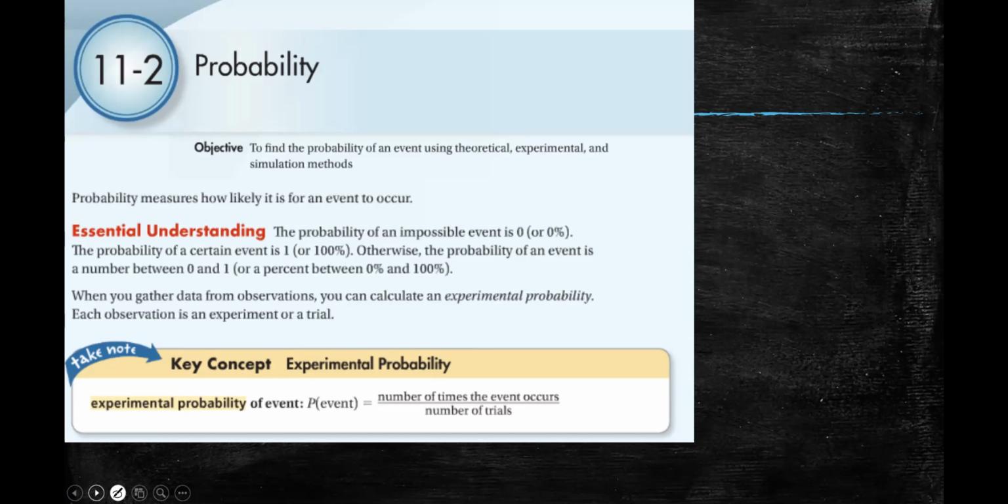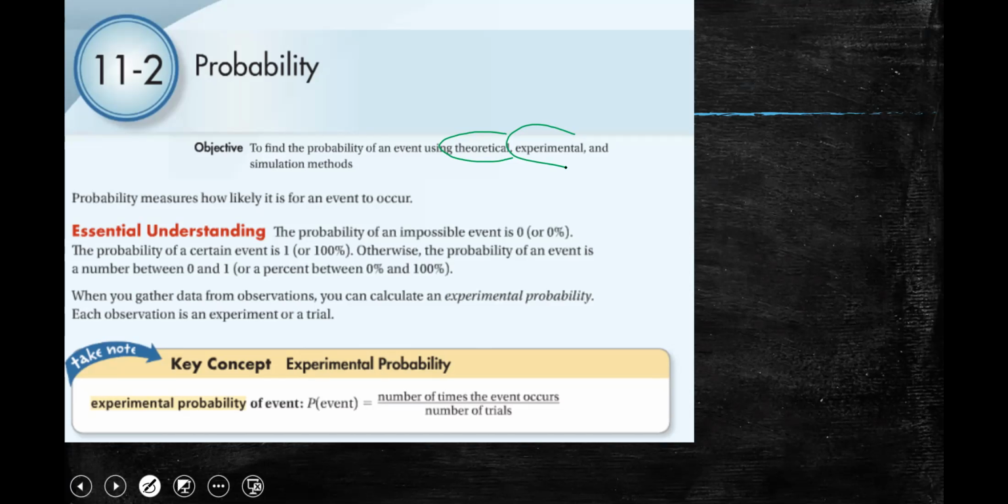When you gather data from observation, you can calculate an experimental probability. Each observation is an experiment. Now here, as I told you, we talk about theoretical and experimental. Experimental, like you gather data, you make an experiment, an observation or survey, you get this data, and then you find its probability. That's why we call it experimental, because you make an experiment. Theoretical, no. It has a certain number, a fixed number. You will find its probability.